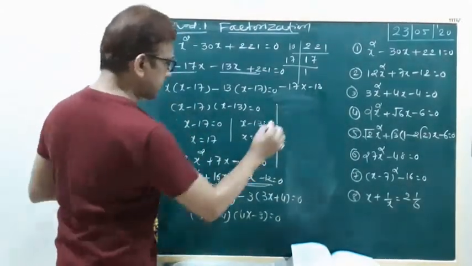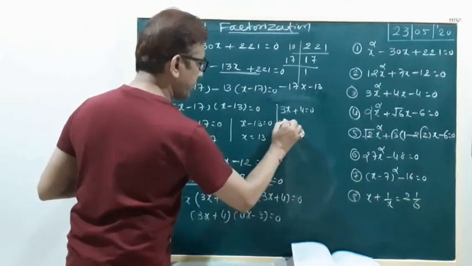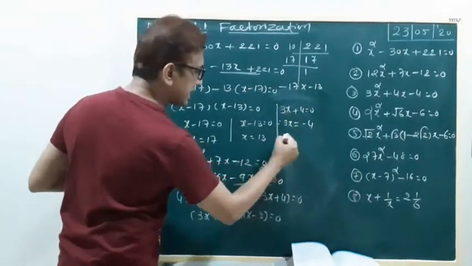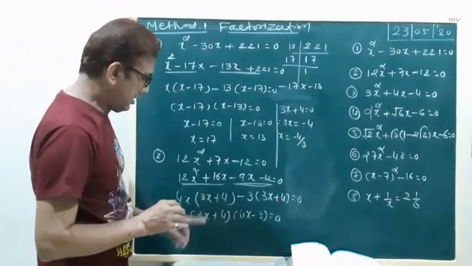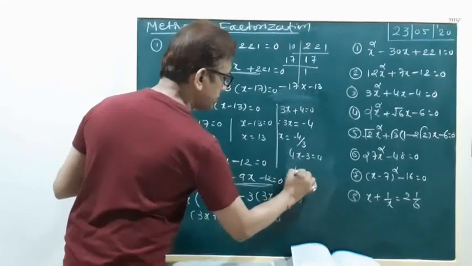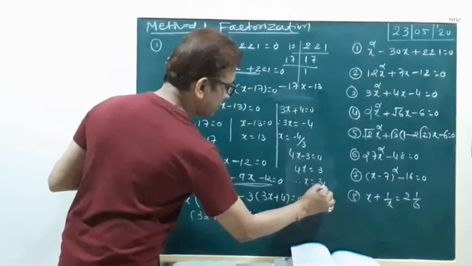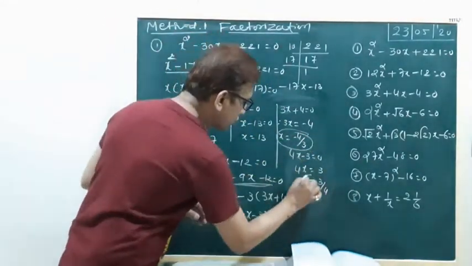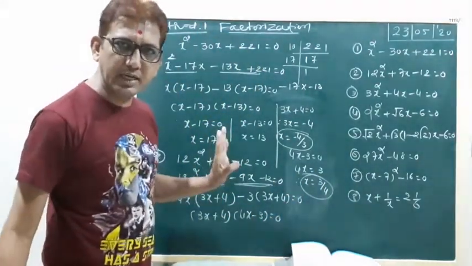So first we take 3x plus 4 equal to 0. Therefore, 3x equal to minus 4, and x equal to minus 4 by 3. Is that clear? Next bracket, second: 4x minus 3 equal to 0. 4x equal to 3. Therefore, x equal to 3 by 4. That means these two values of x are the roots of this quadratic equation. Clear? Okay.